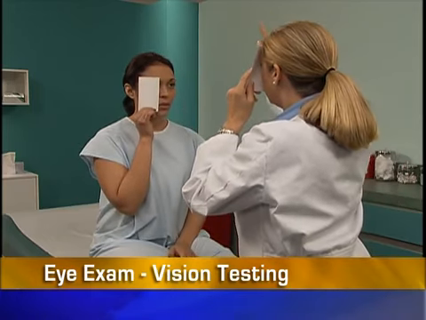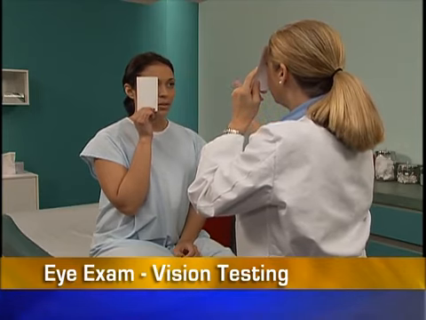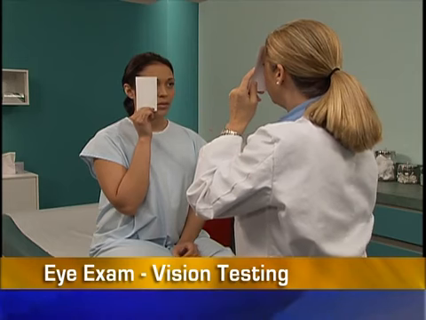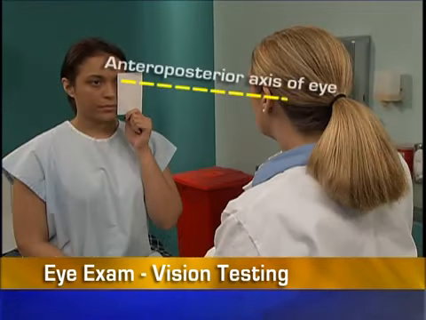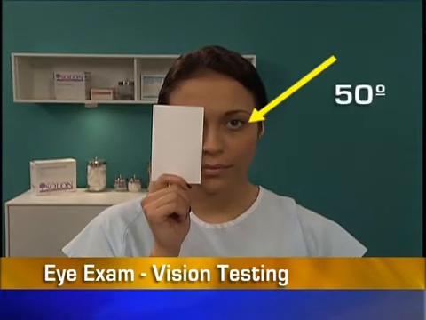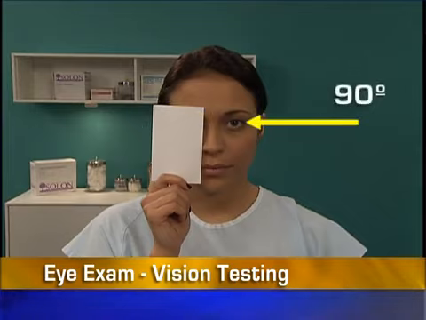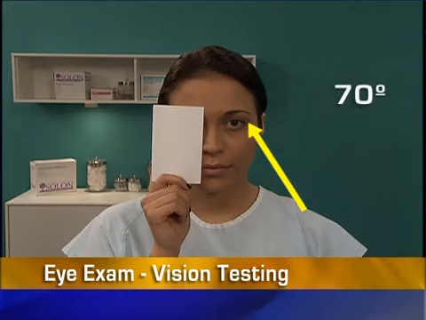For the temporal field, start with your finger somewhat behind the person. Normally, she should see your finger at the same time you do. And in relation to the antero-posterior axis of her eye, she should see your finger at about 50 degrees superiorly, 60 degrees nasally, 90 degrees temporally, and 70 degrees inferiorly.